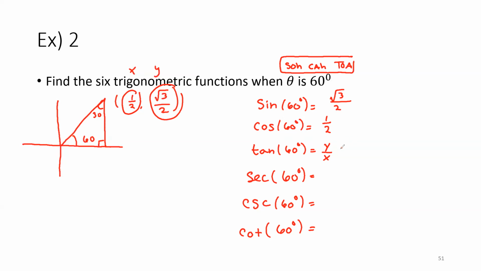So tangent of 60 is the same thing as y over x. So our y coordinate is radical 3/2, and my x coordinate is 1/2. This is a complex fraction, so the 2's cancel, so you're just left with radical 3/1. Okay, let me box these so we don't get confused.